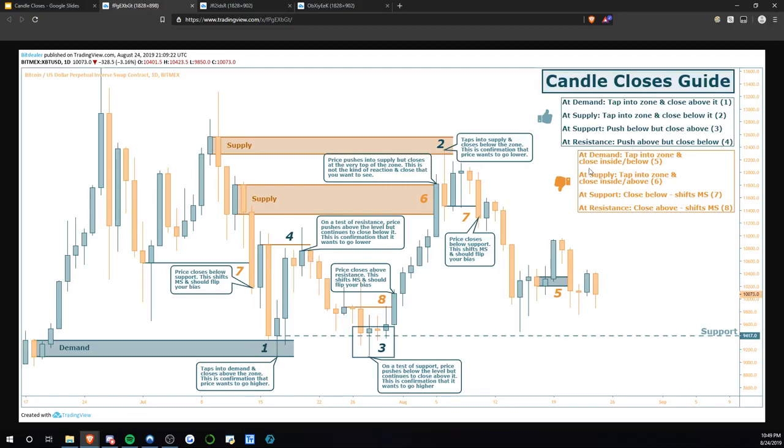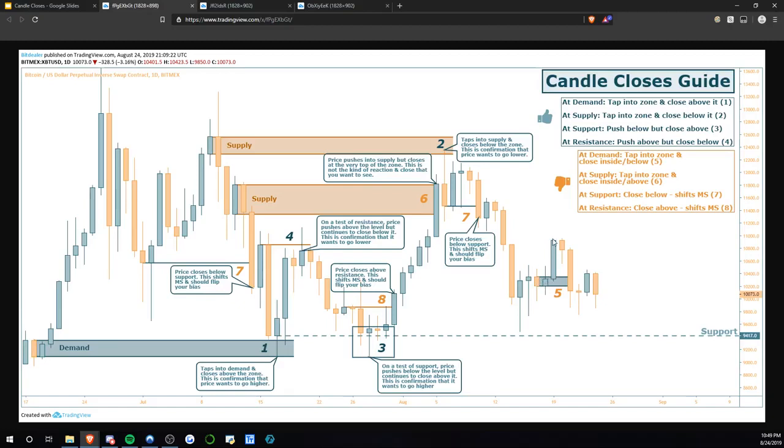And then you can see we have these, which are like the failures or just the bad examples. So at demand, tap into the zone and close inside or below it. So here at number 5, we have this demand zone. Price rallies away from it. This isn't the best example of this, but like I said, this was all in one area of price, so the fact that all these examples were here, I kind of just have to work with what I can.